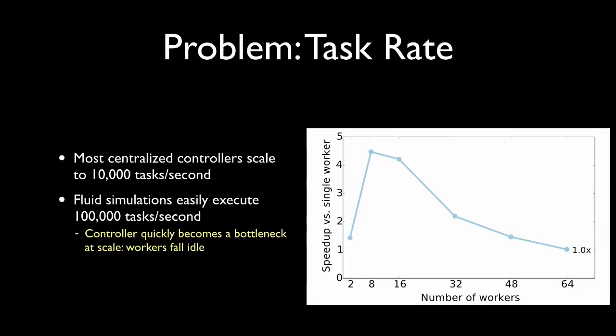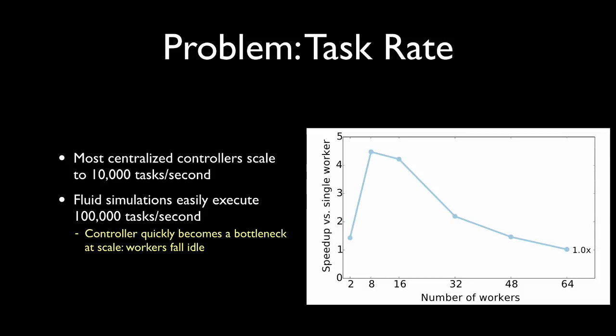The second problem is scalability. In most systems that have a centralized controller to manage the computation, you can expect to execute at most about 10,000 tasks per second. And Nimbus is taking your program and converting it to this large task graph. Fluid simulations are computationally efficient for things like the reduction in your projection. You can easily execute hundreds of thousands of tasks per second, and so a centralized controller can't scale. And this means that the controller becomes a bottleneck for the computation.